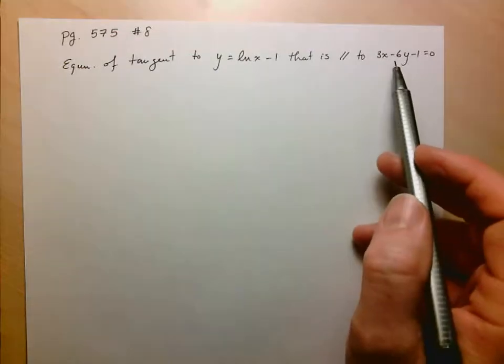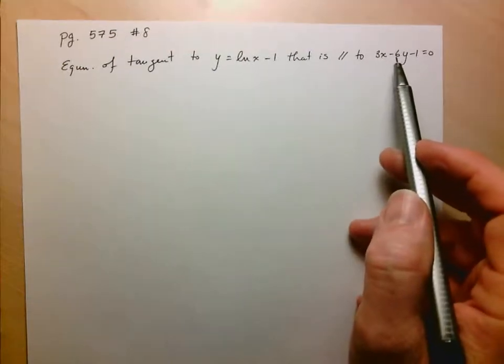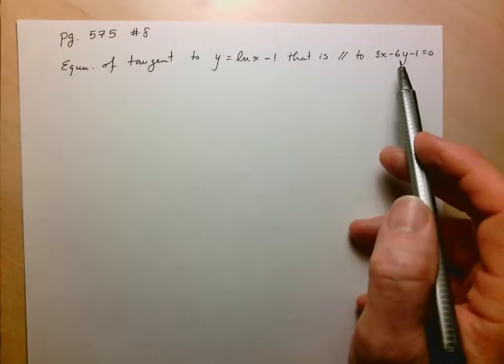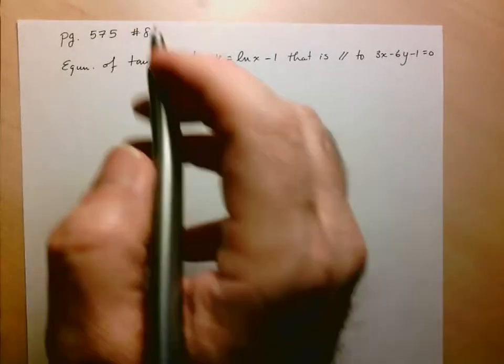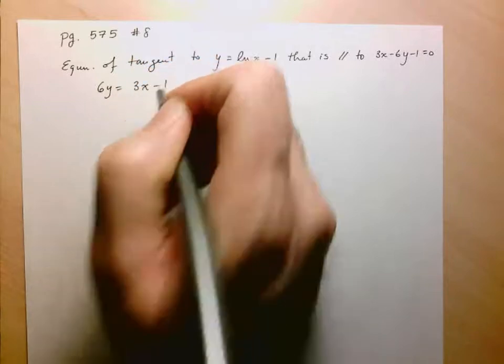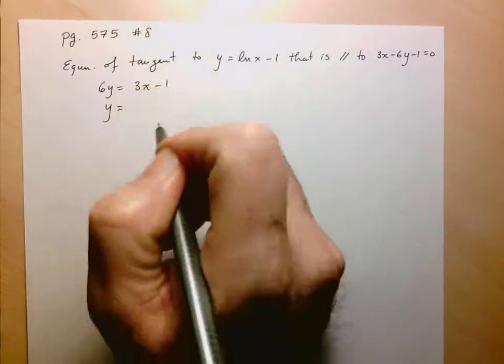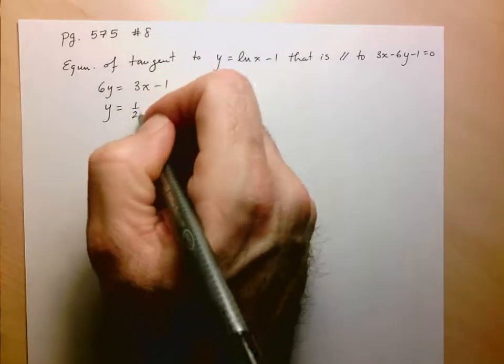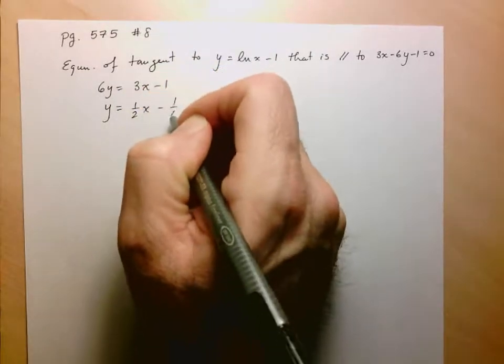The slope is the easier thing to get because I know that whatever this tangent is, it needs to be parallel to the given line. That means these two lines are going to have to share the same slope. So here I'm going to solve for y. We've got 6y equals 3x minus 1, and divide 6 to both sides. So 3 over 6 is 1/2 x minus 1 over 6.